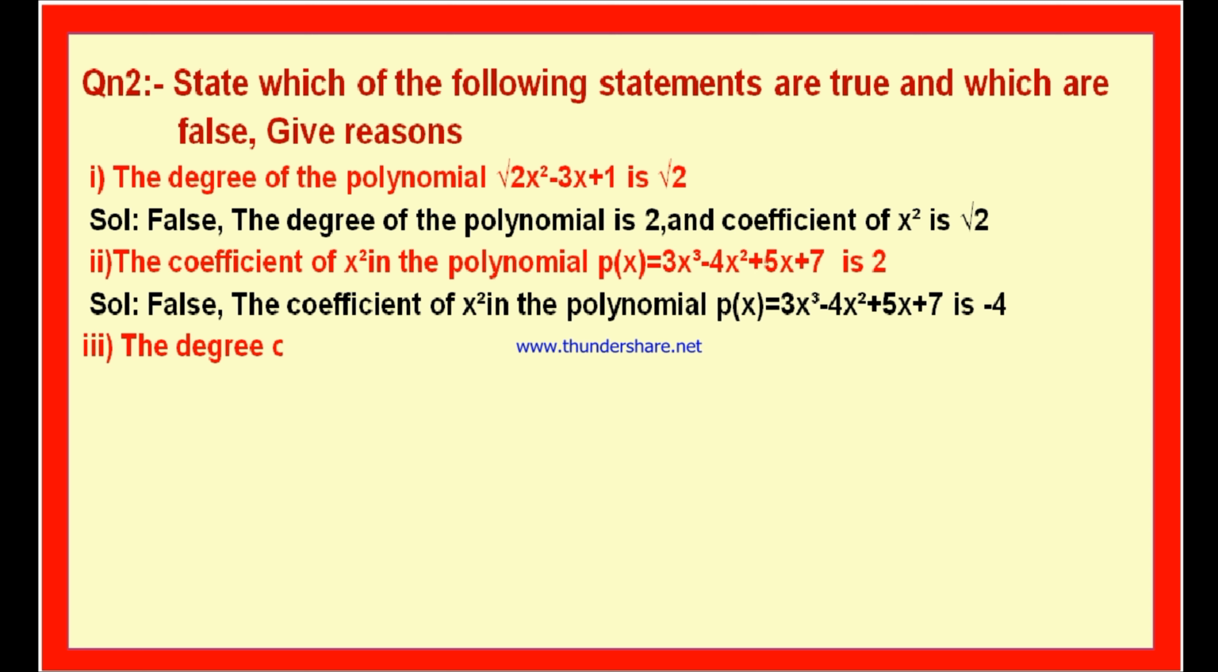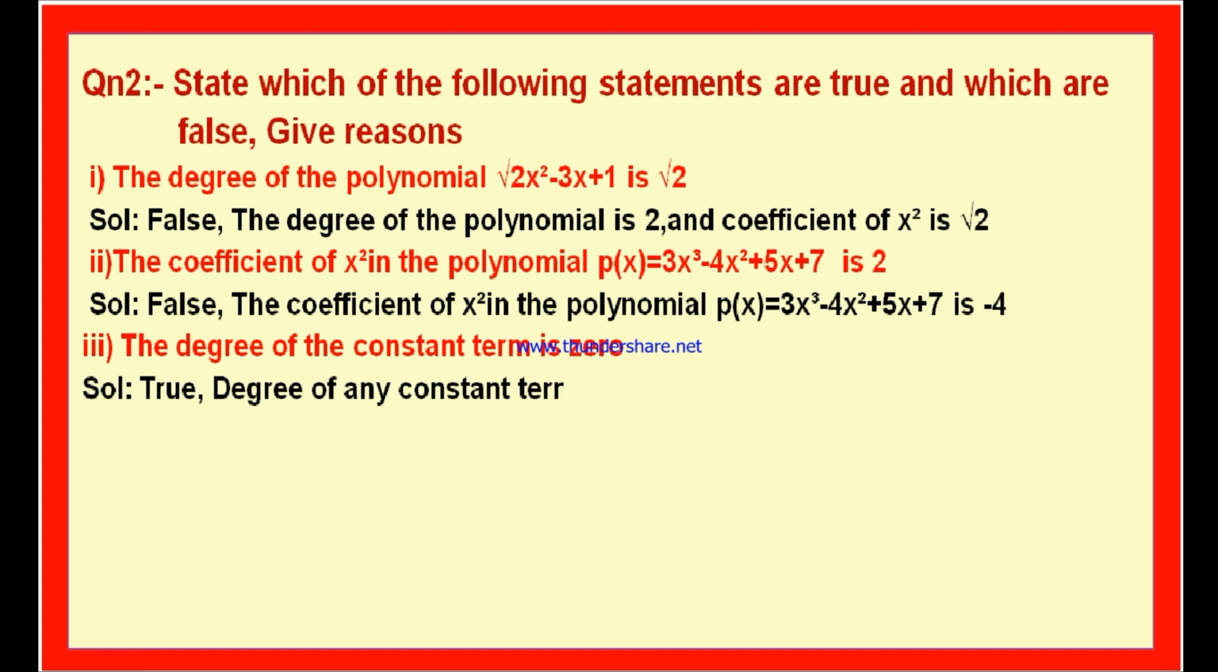And third bit. The degree of the constant term is 0. Take any constant term. We know that every constant term is a constant polynomial and its degree is 0. Therefore, the solution is it is true. The degree of any constant term is always 0. It is called a constant polynomial.